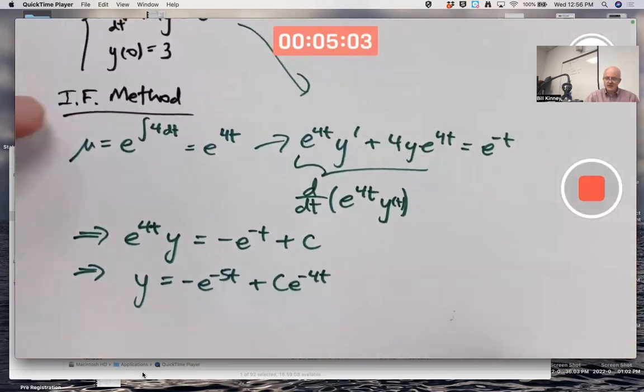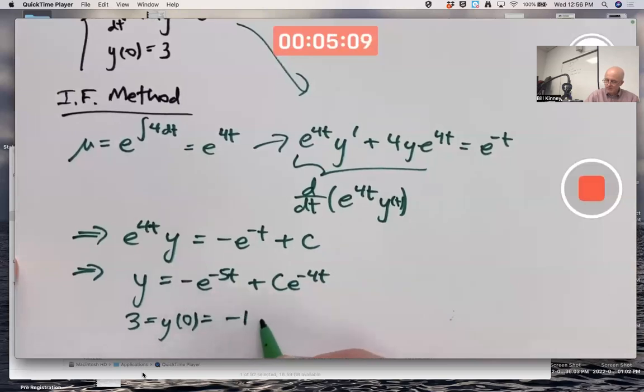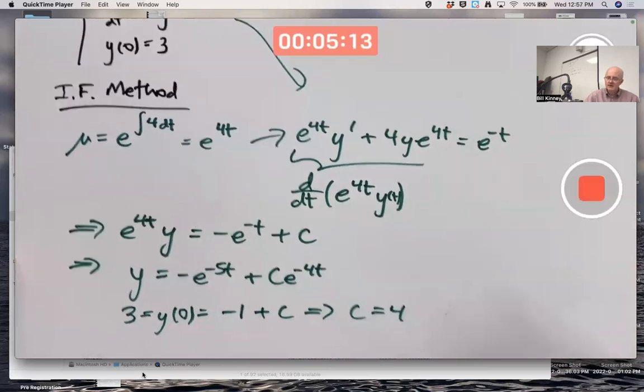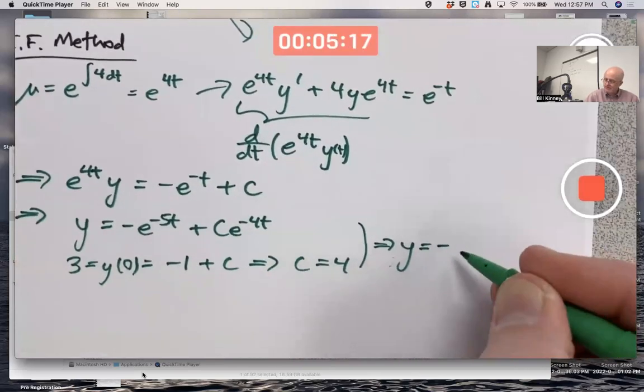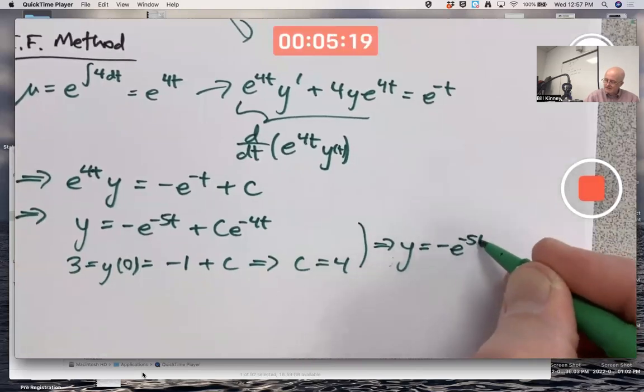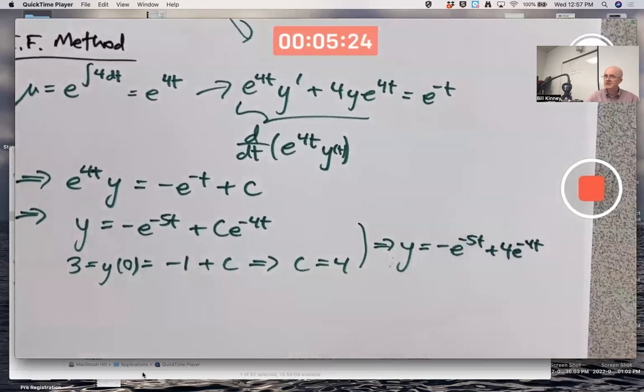Now use the initial condition. 3 is y of 0. Plug in 0, get negative 1 plus c. So c is 4. And your unique solution, if I have not made a mistake, is y equals e to the negative 5t plus 4 e to the negative 4t. Look good to people? Did you get that? All right.